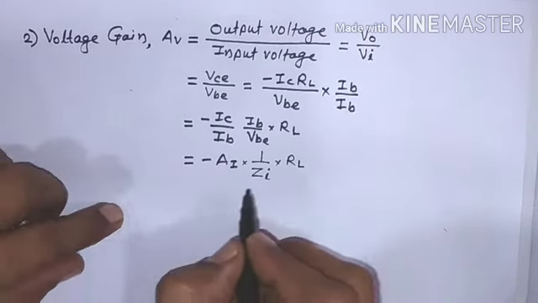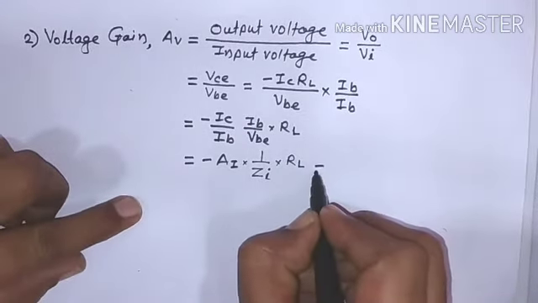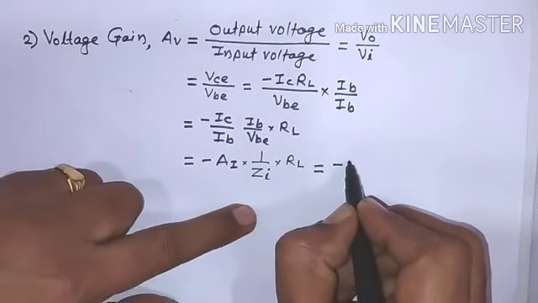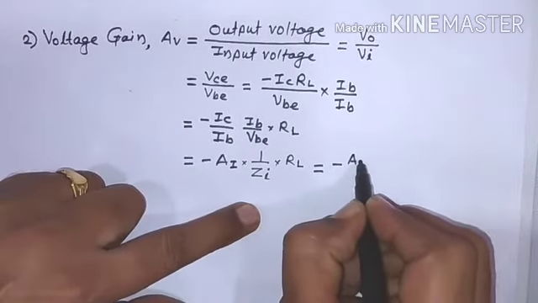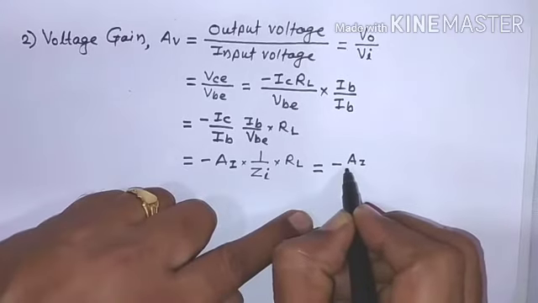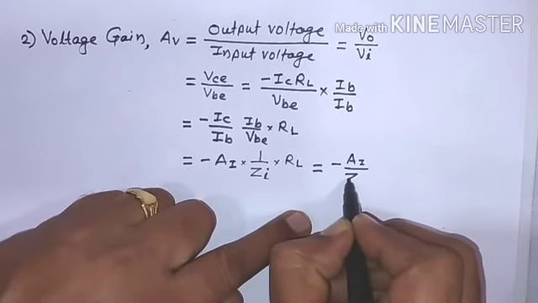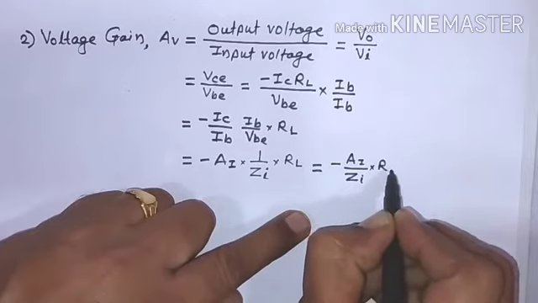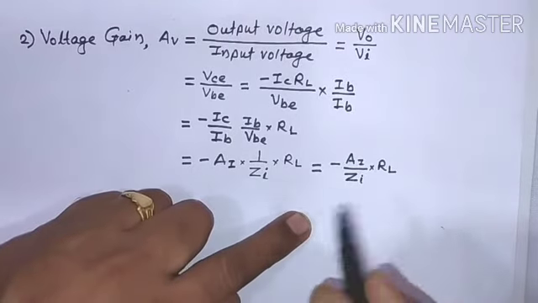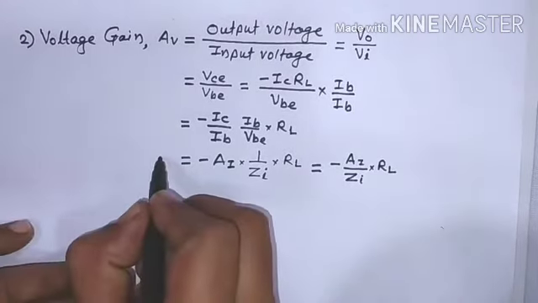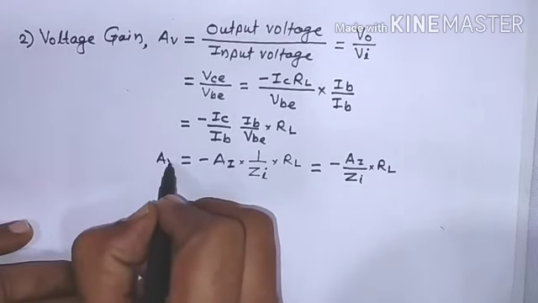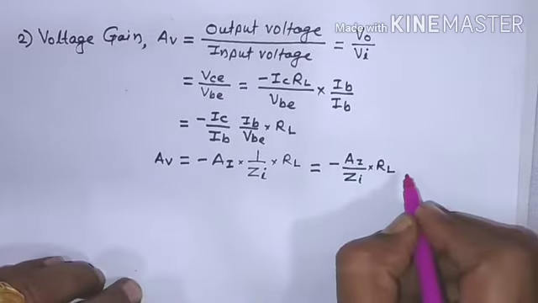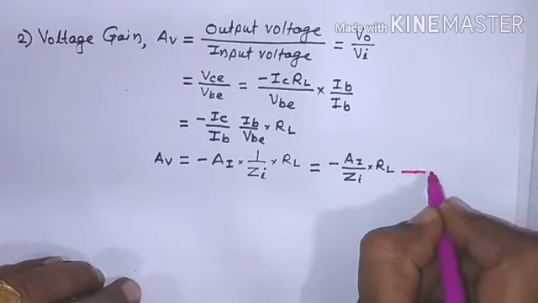So finally we can write this equation as minus AI upon ZI into RL, and this is nothing but the final equation for voltage gain. So make this as equation number 3.